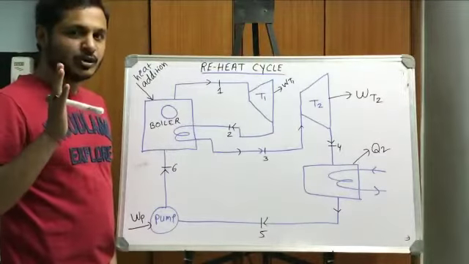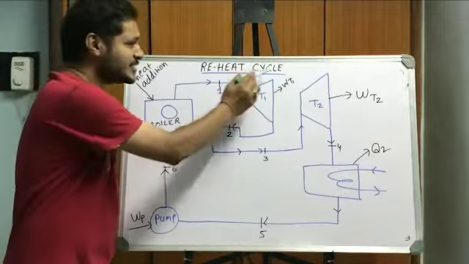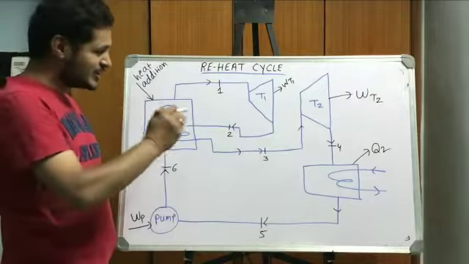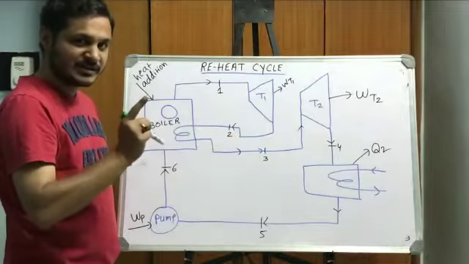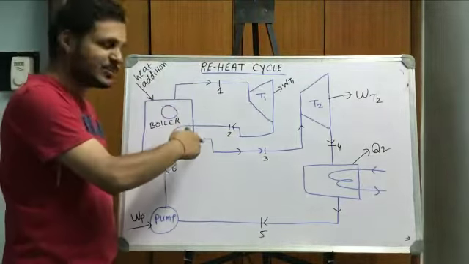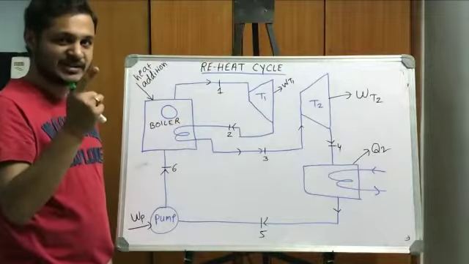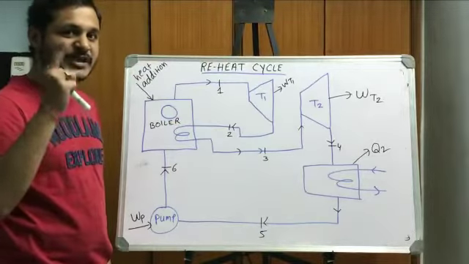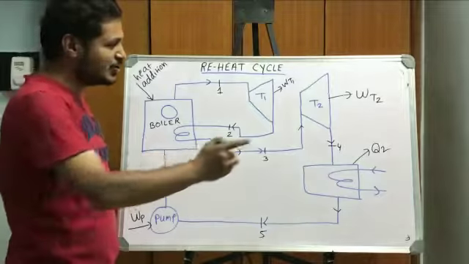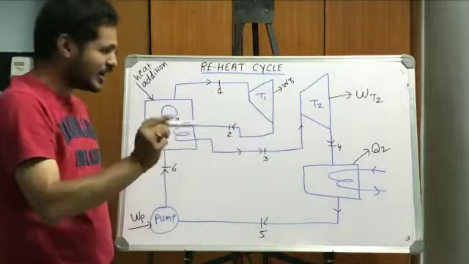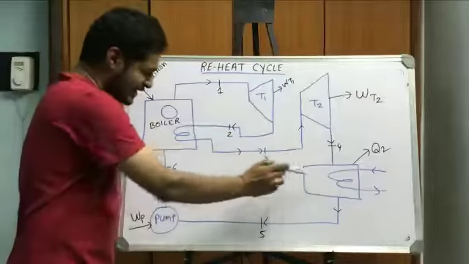Hello everyone. Today we are going to discuss the reheat cycle. So this is the schematic diagram of the reheat cycle, and if you compare it with the schematic diagram of the basic Rankine cycle, then you can see only one turbine is extra here. So boiler, turbine, condenser and pump.